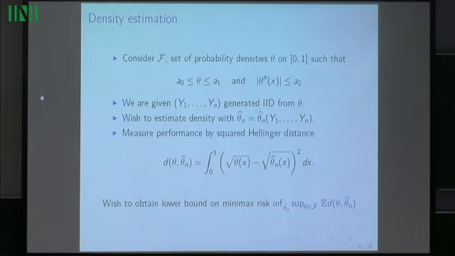So in density estimation, our set F is a set of all probability densities on [0, 1], which satisfy two properties. One is our density is bounded between A0 and A1, and the second property is that it has bounded second derivative. And what we are given is y1 through yn generated i.i.d. from theta, and we wish to estimate the density using some estimator theta hat n, and here our loss is going to be measured by squared Hellinger distance. And this is just because we are building on loss functions and packing sets used in previous work. And what we want is to obtain a lower bound on the worst case performance of any estimator.